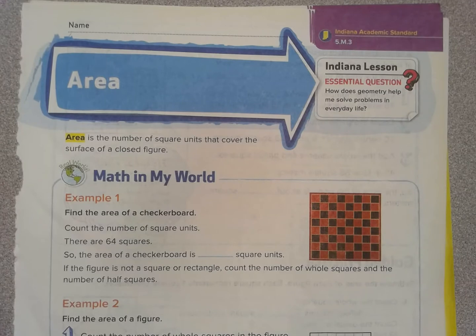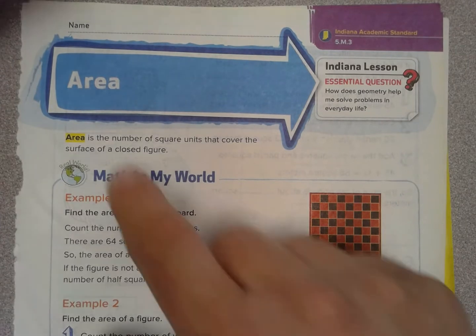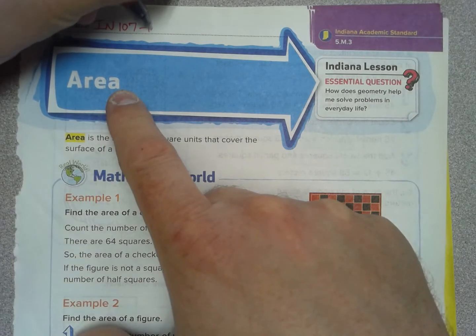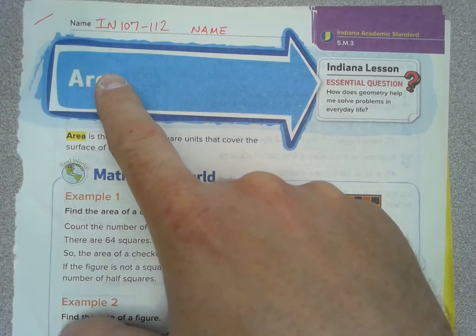All right, guys. Today we're going to be working on the Indiana lesson with area. This is going to be pages IN 107 to 112. Make sure you put your name on it and put a staple in here because we're going to be turning all of this in.